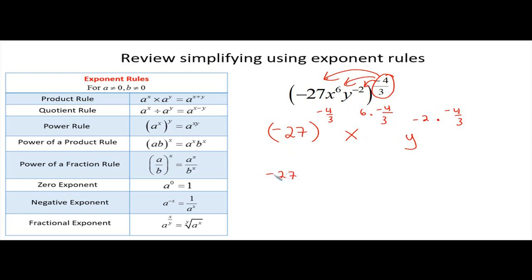So we've got negative 27 to the negative 4 over 3. Over here we multiply, so the 3 and the 6 are going to simplify, right? So we're going to get x to the negative 8. Over here, it looks like I'm just going to multiply, right? Negative 2 times negative 4 would leave me with positive 8 over 3.